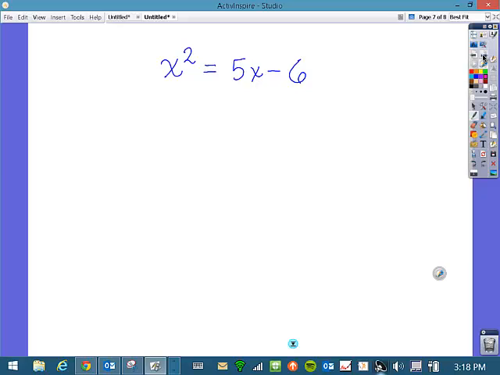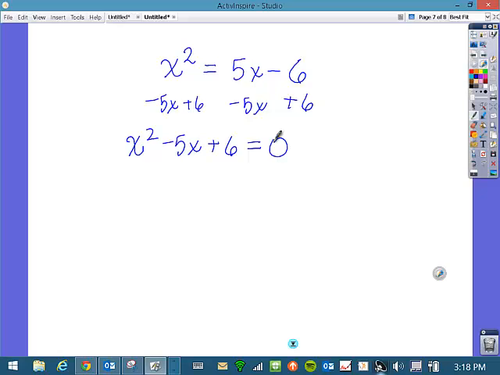Here's the next one. X squared equals 5x minus 6. So the first problem with this one is your terms aren't all on the same side of the equal sign. Before we factor, we need everything to be on the same side of the equal sign. So I'm going to subtract 5x from both sides and add 6 to both sides because I want to move everything onto the left side of the equal sign. So I'm going to have x squared minus 5x plus 6 equals 0.